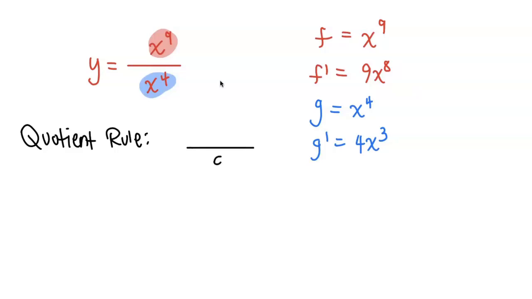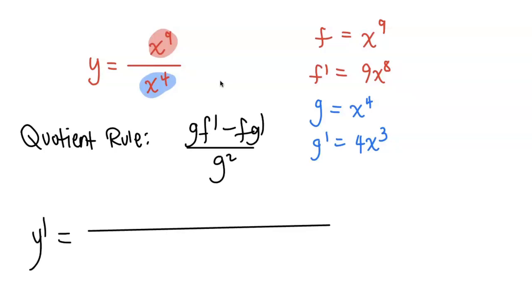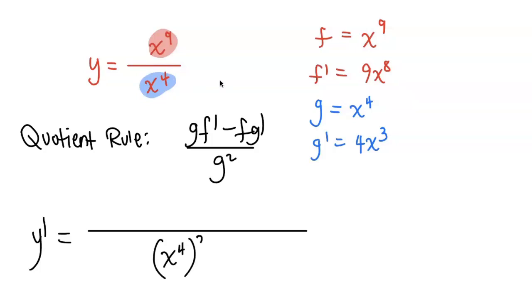We need g squared in the denominator, and on the numerator we have g f prime minus f g prime. So let's find that y prime. The denominator, we will have the original denominator squared. So you're going to do x to the 4th power squared.